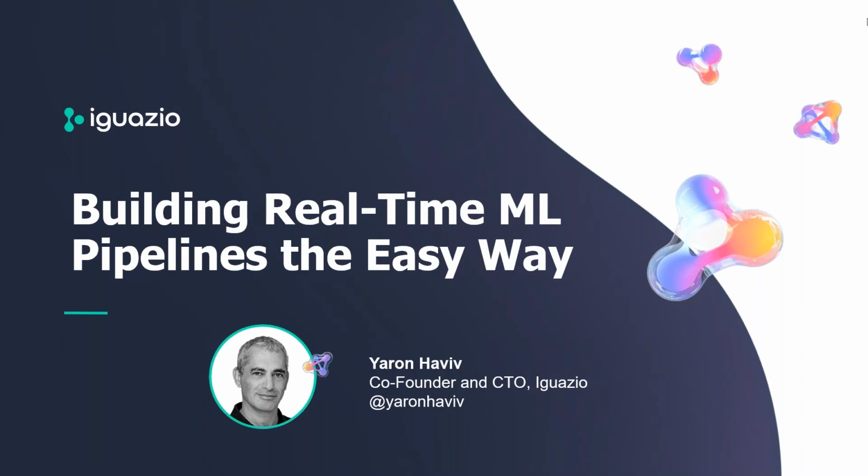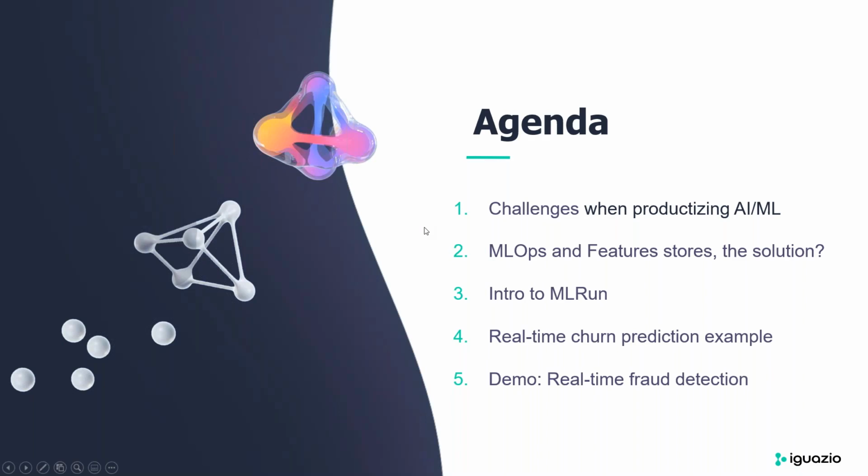I'm Yaron. I'm a co-founder and CTO for a company called Equasio, which is developing solutions for accelerating machine learning and AI to production. What we're going to speak about today is how to build real-time machine learning pipelines in a simpler way than you would usually do. We have a packed agenda for those 45 minutes, I believe.